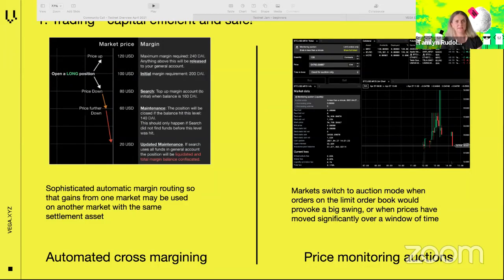On the capital efficiency side, there is something built into Vega called automated cross-margining. When you put a position on Vega, remember with futures trading, you go long or you go short a position. That is all about whether you believe the market will go up. If you believe it will go up, you go long the market. If you believe it'll go down, you short the market.